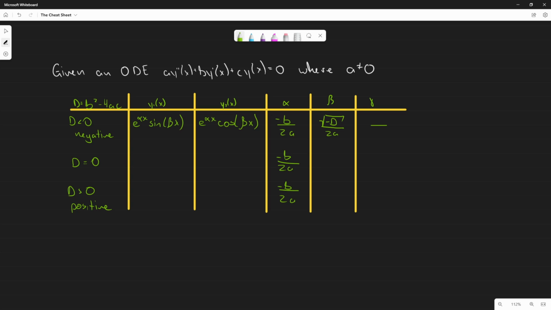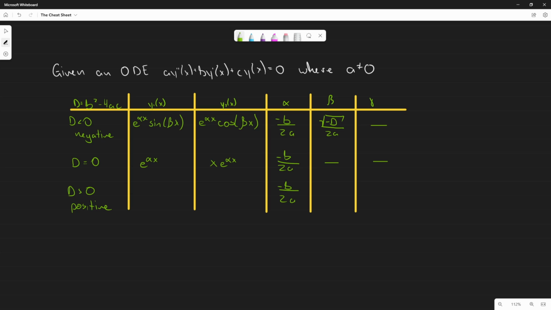So for our D equal to 0 case, our solutions are e to the alpha x, and our second one is x times e to the alpha x. Again, our alpha is negative b over 2a. There is no beta in this situation, and again, there is no gamma in this situation.